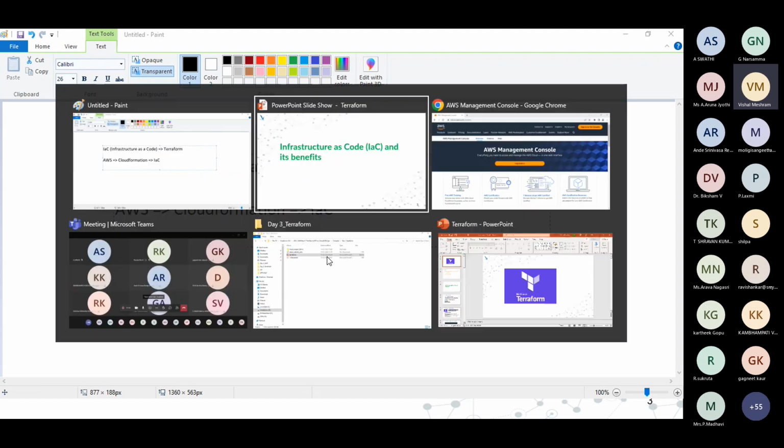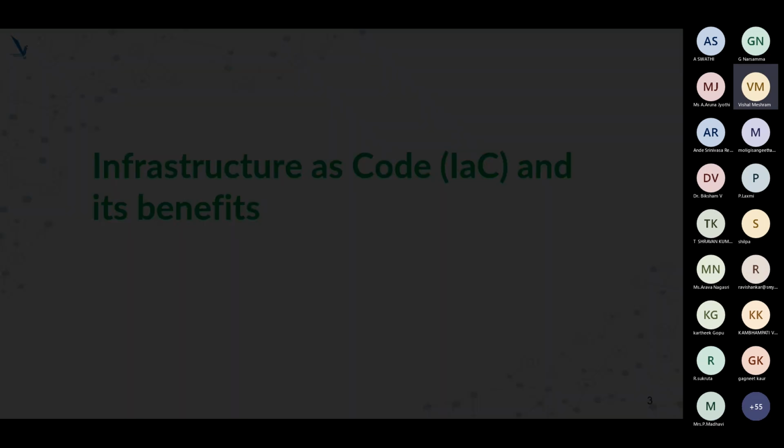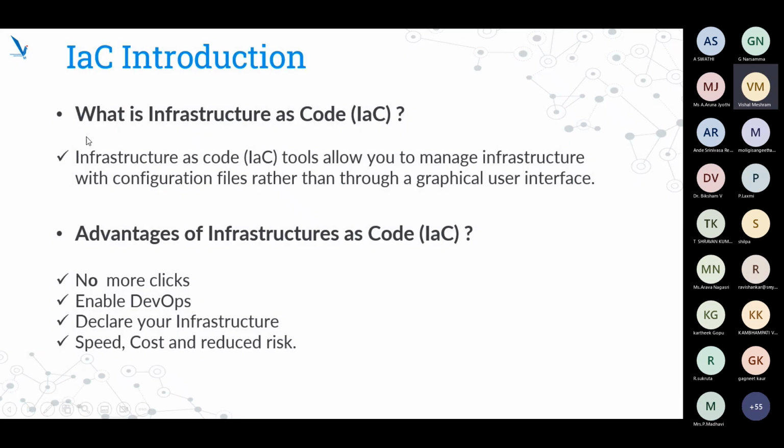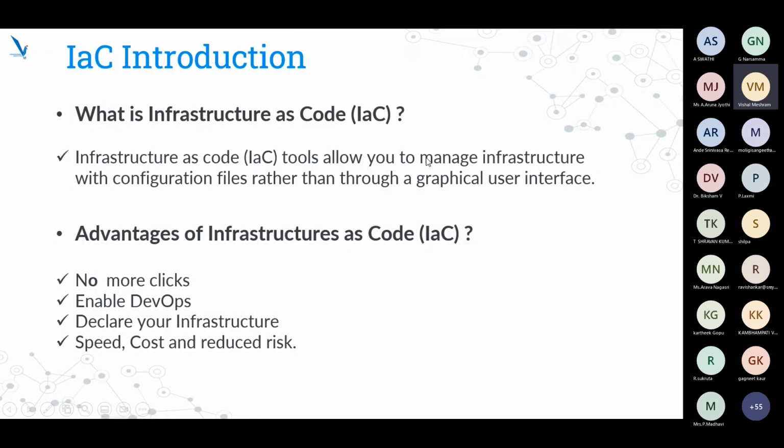Okay, so let's jump to the PPTs. Infrastructure as code and its benefits. So what is infrastructure as code? An infrastructure as code tool allows you to manage infrastructure with configuration files rather than through the graphical user interface. So you are going to write the configuration files to create your infrastructure.